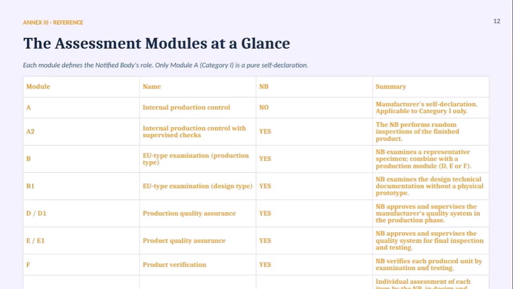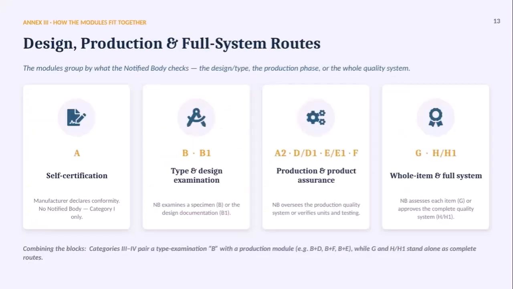The notified body not only approves and supervises the complete quality system, but in H1, also adds design examination and ongoing surveillance. Here we explore how the different modules fit together within the system, focusing on design, production, and full system routes. Starting with Module A, this involves self-certification. Here, the manufacturer declares conformity without the involvement of a notified body, and this applies only to Category I products.